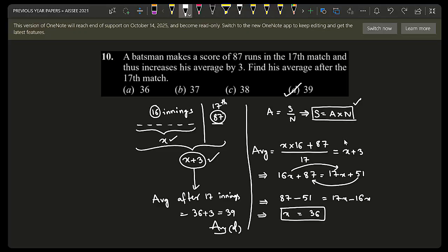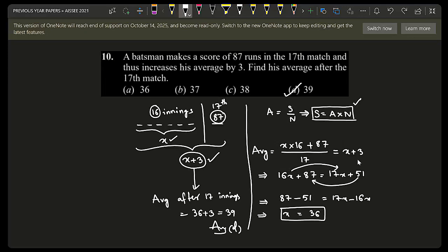Now I am doing the simplification. x into 16, I wrote 16x plus 87 is equal to x plus 3 divided by 17. If you transpose, it will multiply. 17 into x is 17x. 17 into 3 is 51, right? Now I'm transposing plus 16x to the right side and plus 51 to the left side. So addition becomes subtraction on transposing. So 17x minus 16x, 87 minus 51, and the answer for x I got is 36.